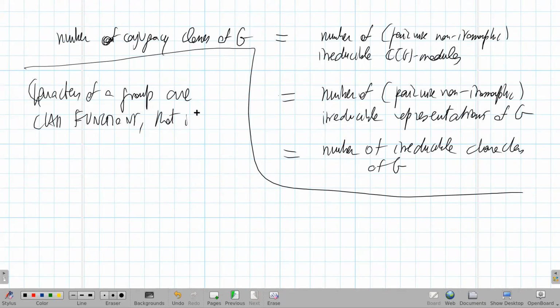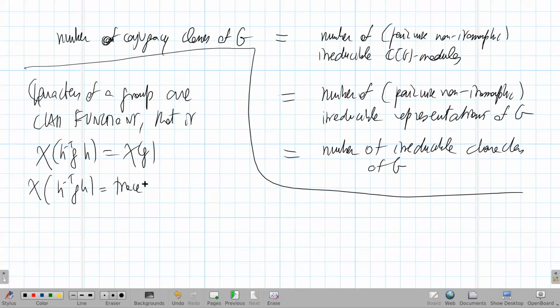That is, if you consider the conjugate of an element, the character of a conjugate of an element is the same as the character of the element. Why is this so? Well, the reason is very simple, because the character is nothing else than the trace of the corresponding representation, where this is a representation.